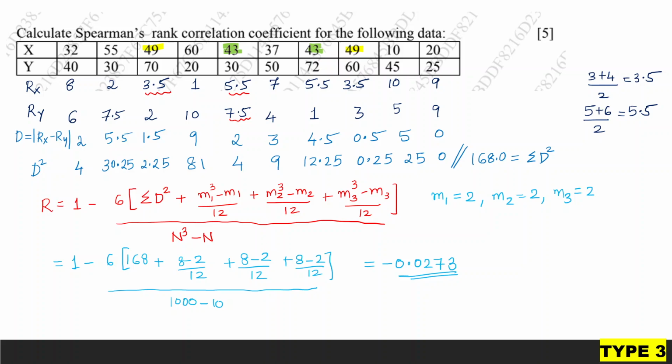So you don't put m1 is 49. No, that's wrong. That will be a wrong answer. Again repeating, 1 is separate, n cube minus n is only for that 6 wala part. And 6 is outside the bracket, everything else is inside the bracket. Okay. I hope the sum is clear.